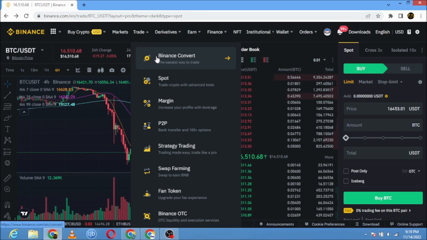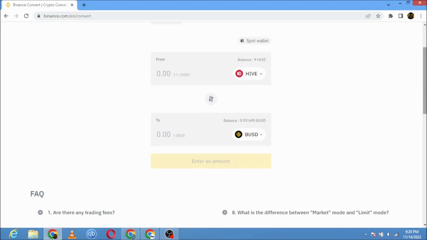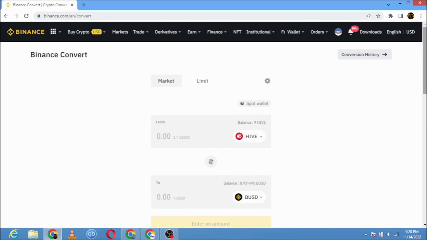Trading, there are a lot of things. There is Binance Convert. This is the easiest way to trade. If you want to trade using Convert, this is the easiest way you can trade, and it is, sincerely speaking, the easiest way.